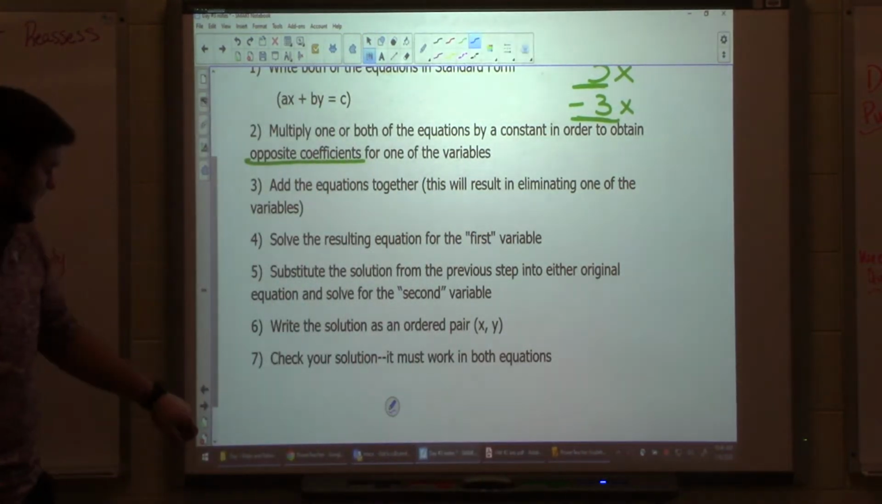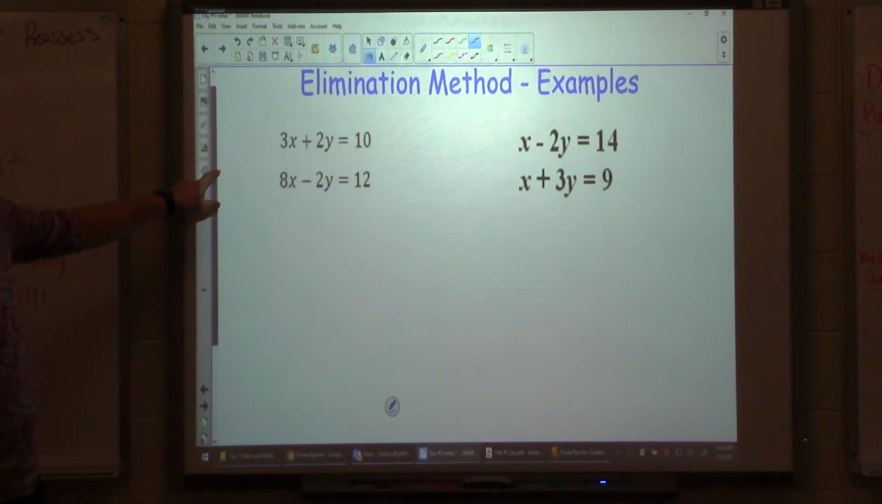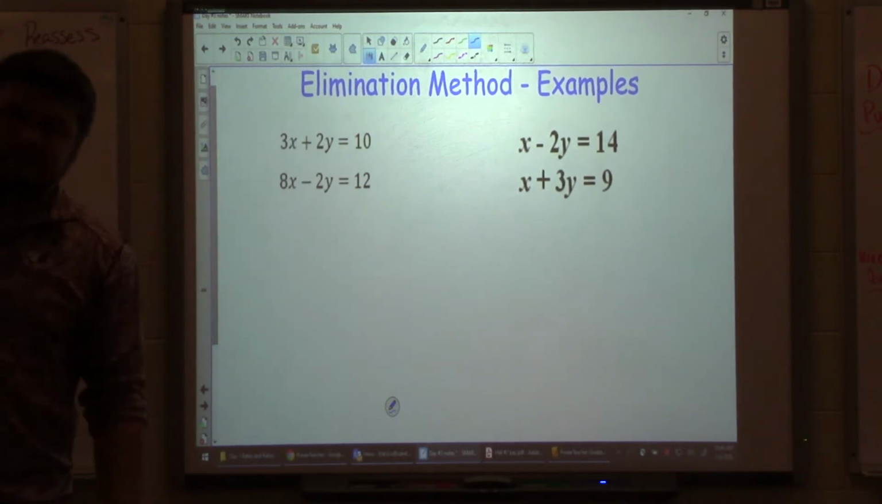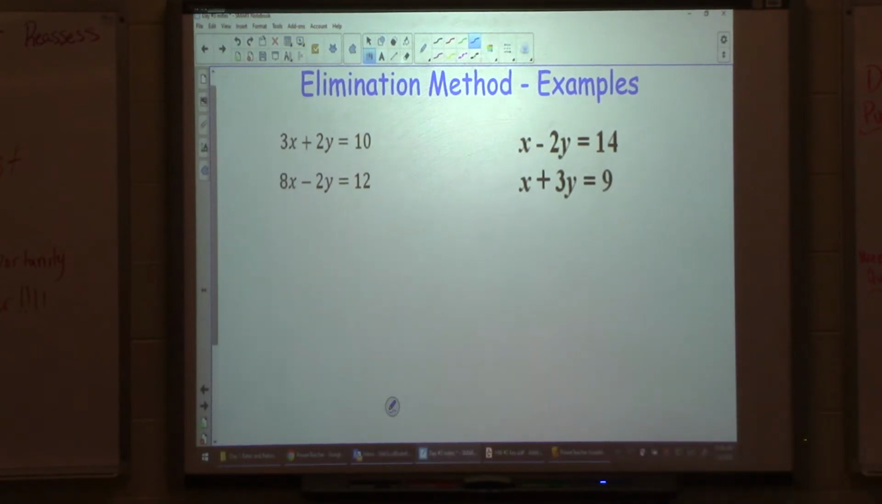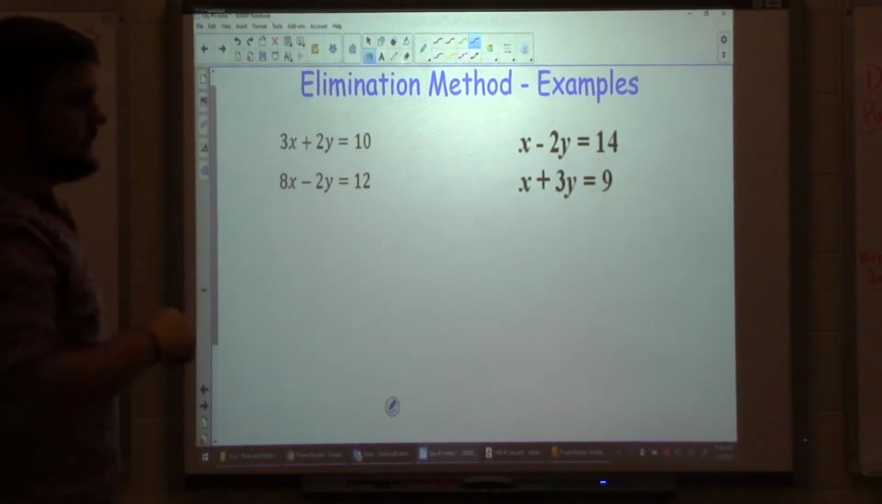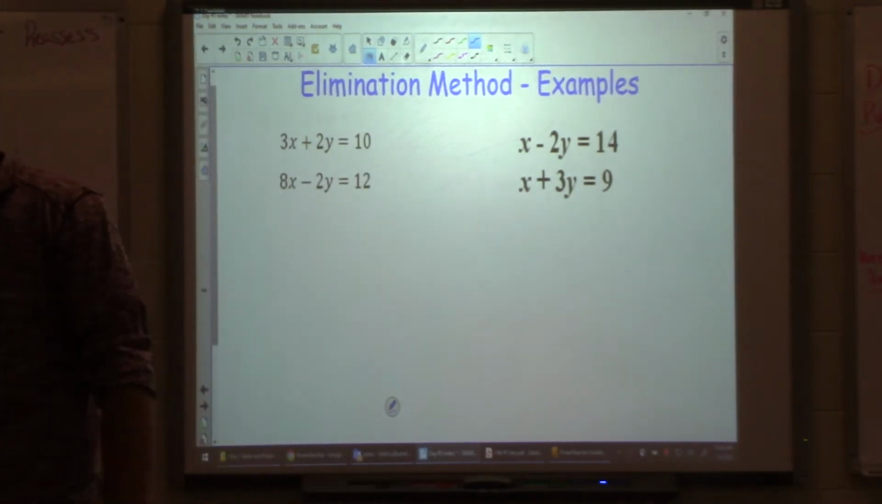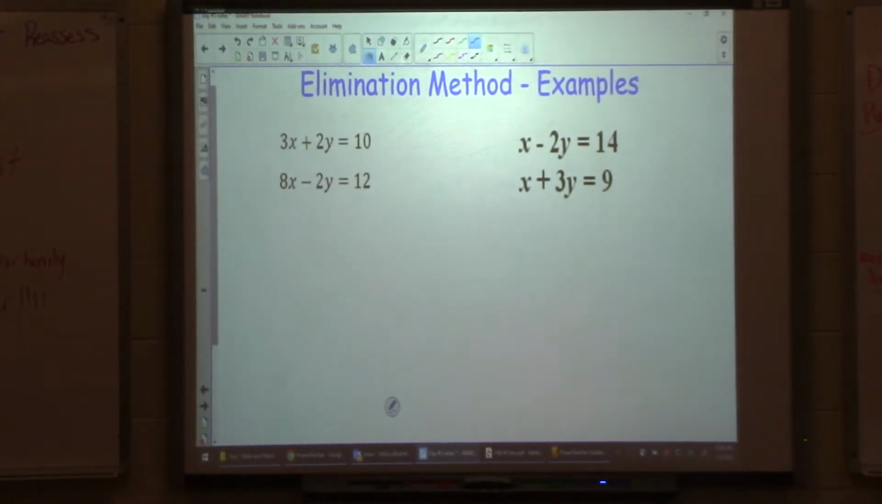Okay. First one. 3x plus 2y equals 10. 8x minus 2y equals 12. First of all, are they in standard form? Are x and y on the same side of the equal sign? Yes, in both of them. Good. That's a good start. Step 2. We need to multiply by some sort of constant to make opposite coefficients.